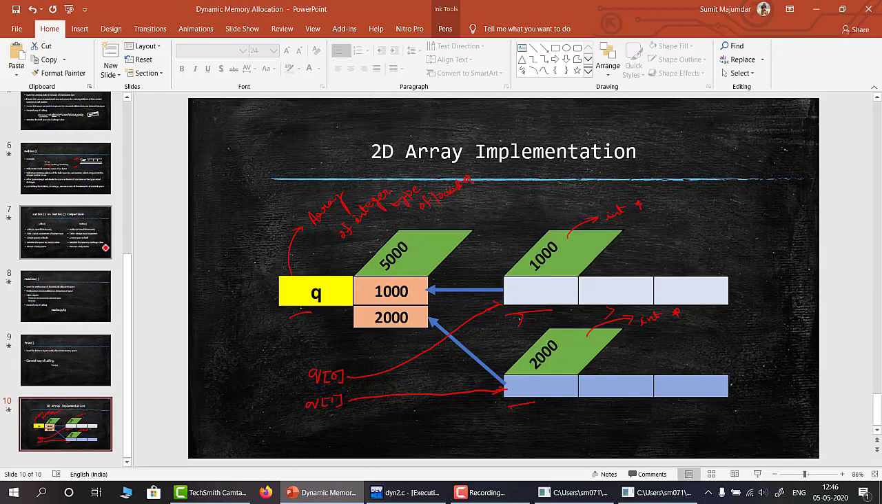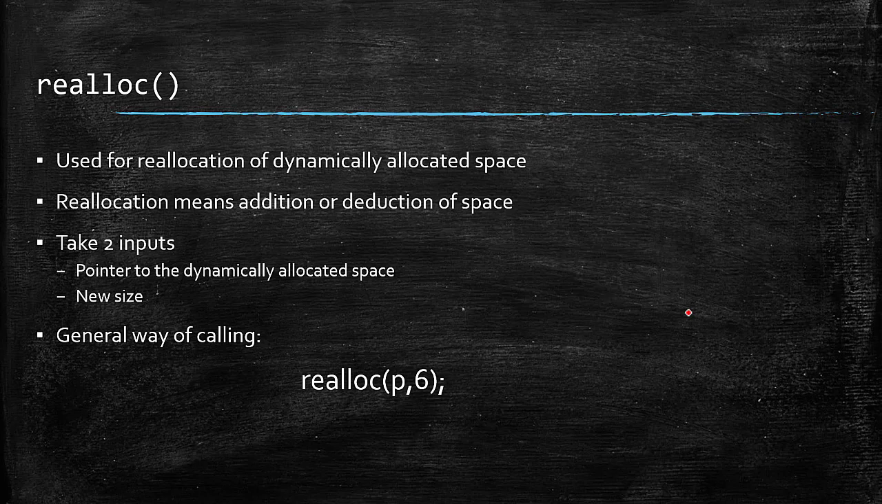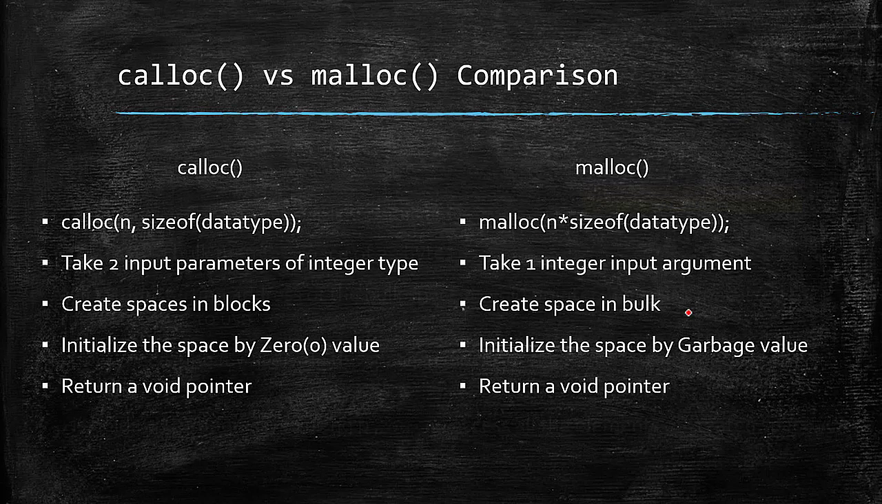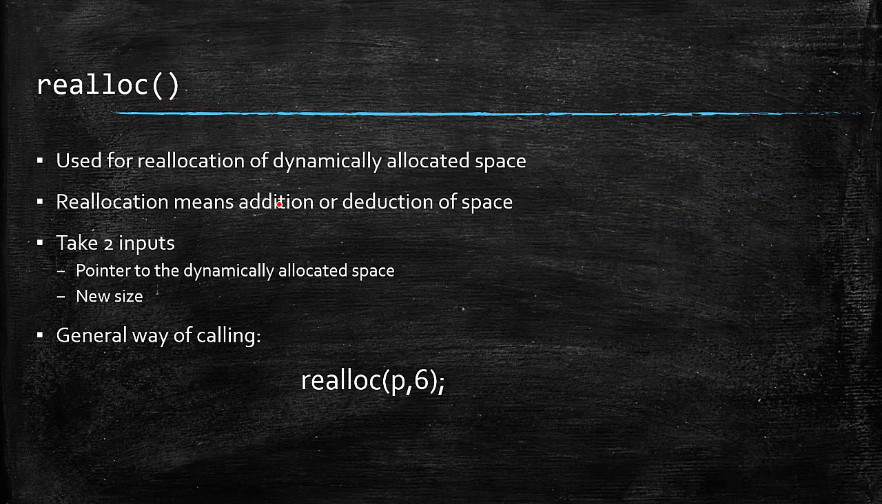So let us come to the next function, which is realloc. Realloc is used for reallocation of dynamically allocated space. If we want to add some space or deduct some space from the allocated space, that can be done using the realloc function. It takes two input arguments. The first one is the pointer to the dynamically allocated space, and the second one is the new size. P is the dynamically created space. Now we want to reduce its size, so we mention 6. So from 20 it will become 6 bytes. That is the purpose of the realloc function. Remember, the realloc function can be used only on dynamically created space. Statically created space cannot be reallocated or resized using the realloc function.